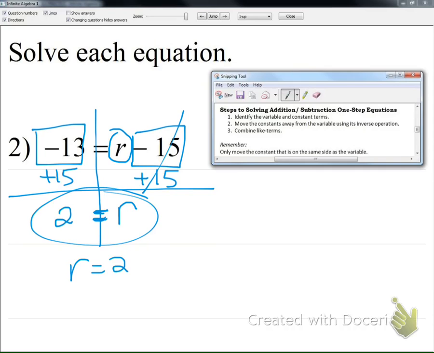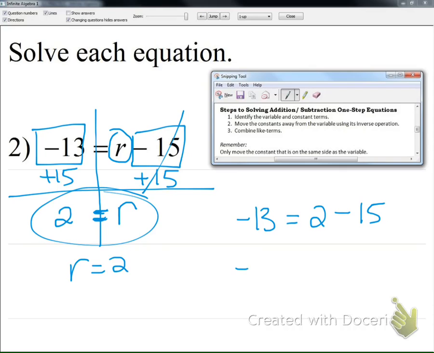Once again, let's check our answer to make sure we have it right. Rewrite the original equation, but wherever you see the variable, replace it with the value that you just discovered. So we think that r is equal to 2. So we replaced our r with 2 instead of writing r.